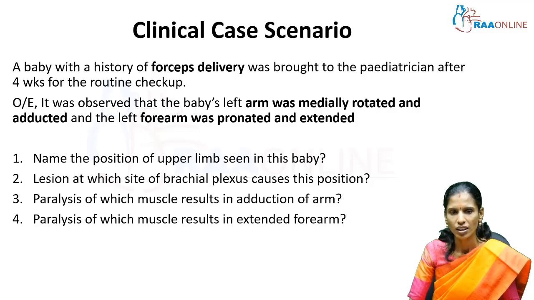The second question is, lesion at which site of the brachial plexus causes this position? And the third one is, paralysis of which muscle results in adduction of the arm, and paralysis of which muscle results in the extended forearm in this baby? For all these questions, come to the answer at the end of the session.